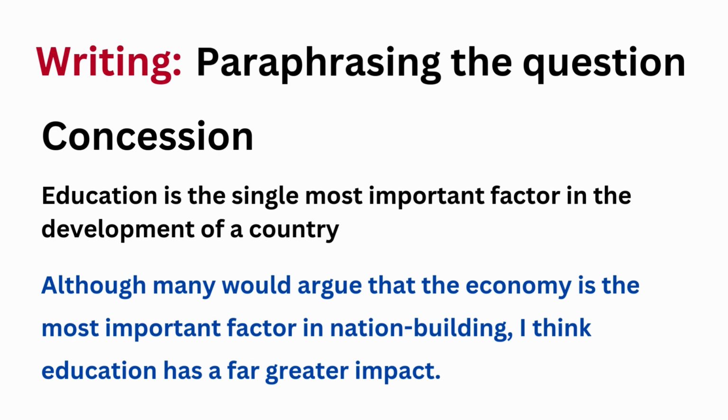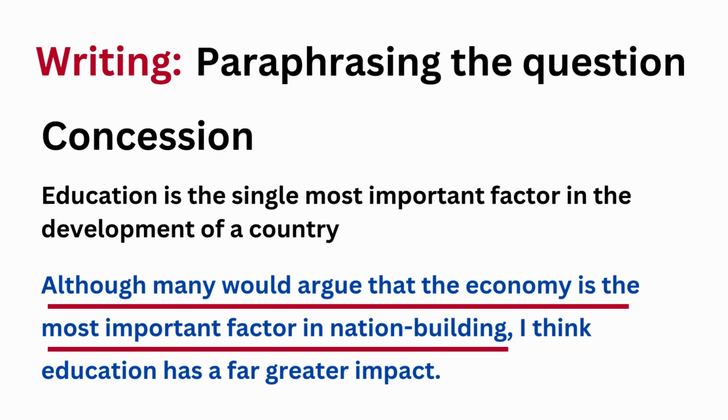A concession is where you say what the opposite opinion is, and then you say what your opinion is. So, you are giving two opinions. You are giving your opinion and also what other people might think. This is a great thing to do, especially in essays, and this is something you can do at the beginning of your answer. So, we use here the key word, although, and you will notice that this has two clauses. I don't want to get too technical with grammar on you today, but what I mean is, if you see, we have the red part. Although many would argue that the economy is the most important factor in nation building.